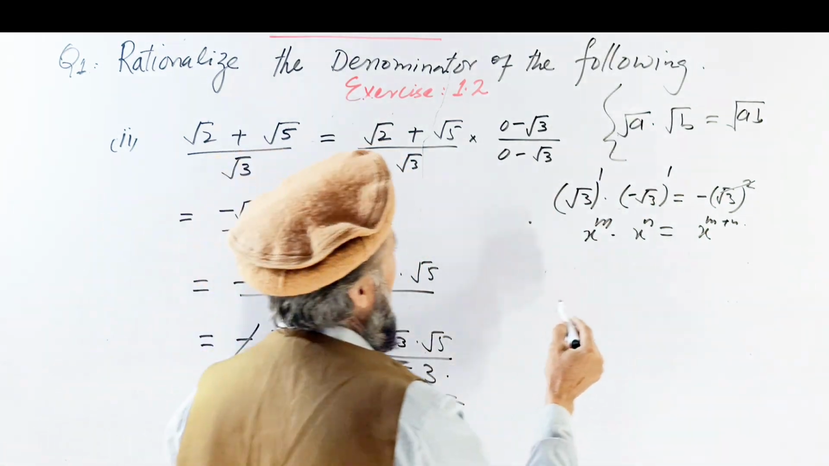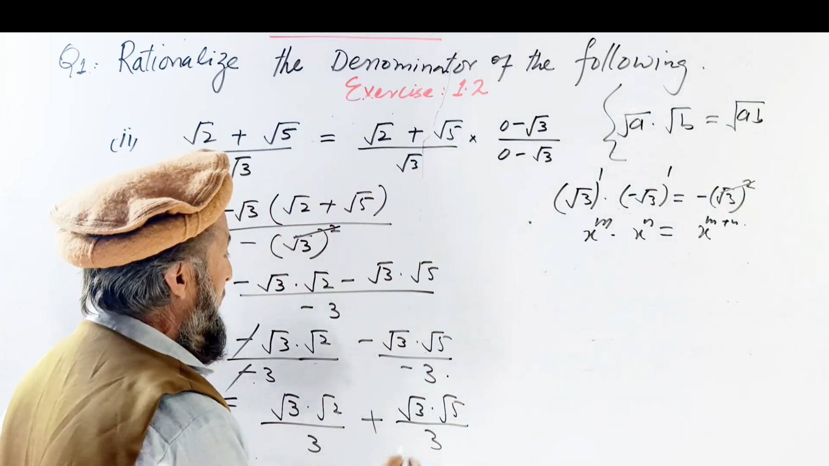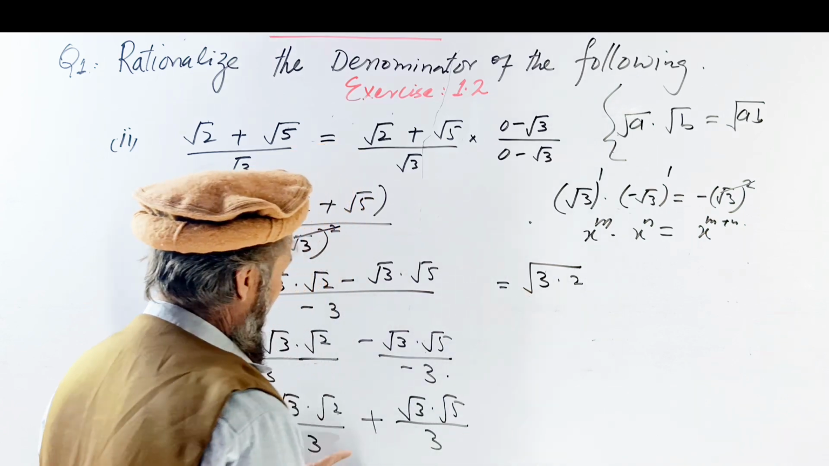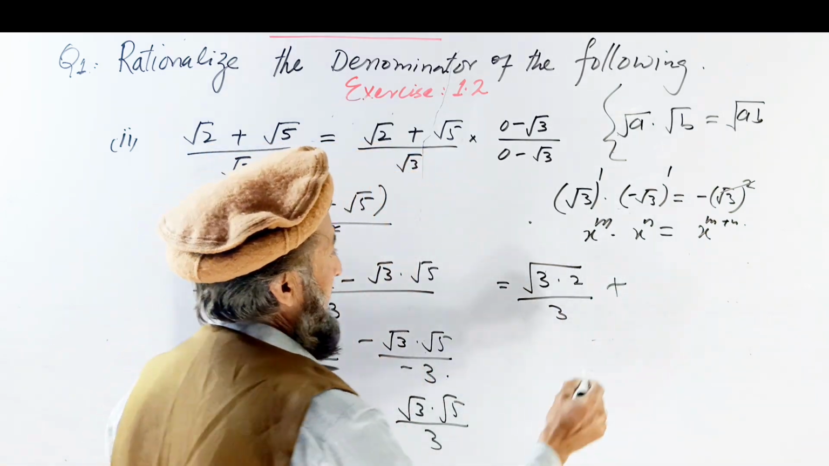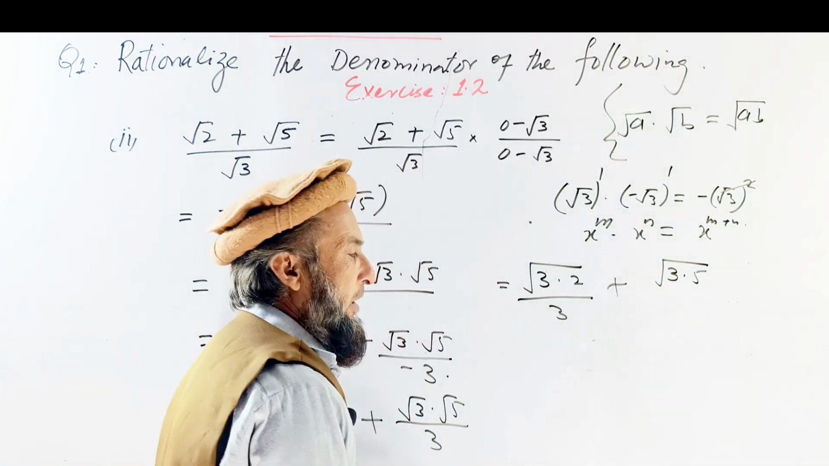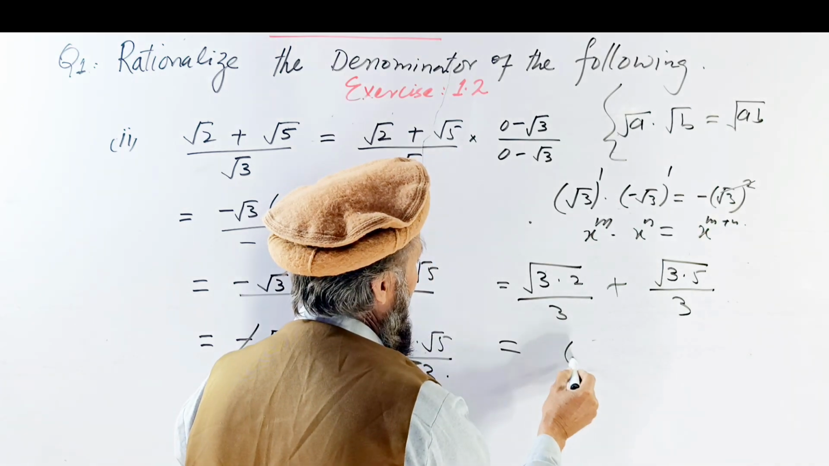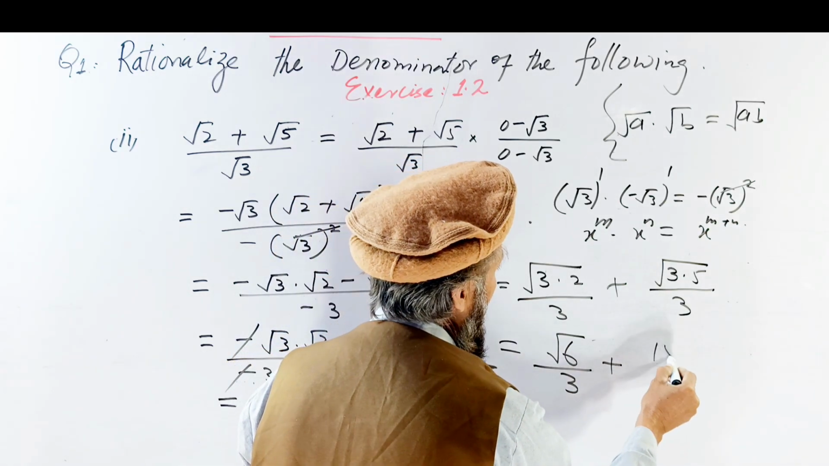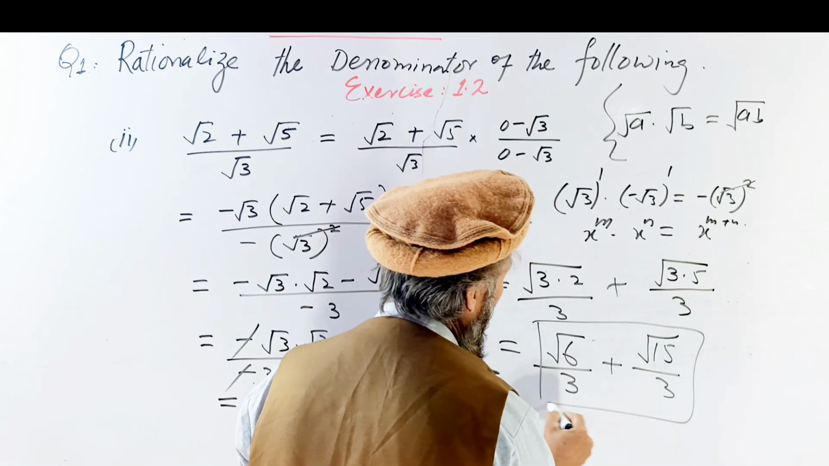So also another property, if both are multiplied, we take it in one square root, so we can write 3.2 square root divided by 3 plus, and here we can also write 3.5. Dot means here multiplication, divided by 3. Now we get here 6 under the root divided by 3 plus 15 under the root divided by 3 is the required answer.